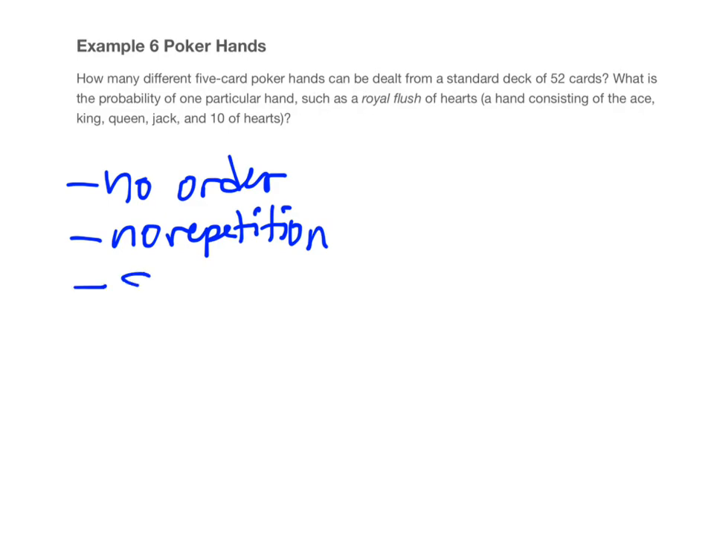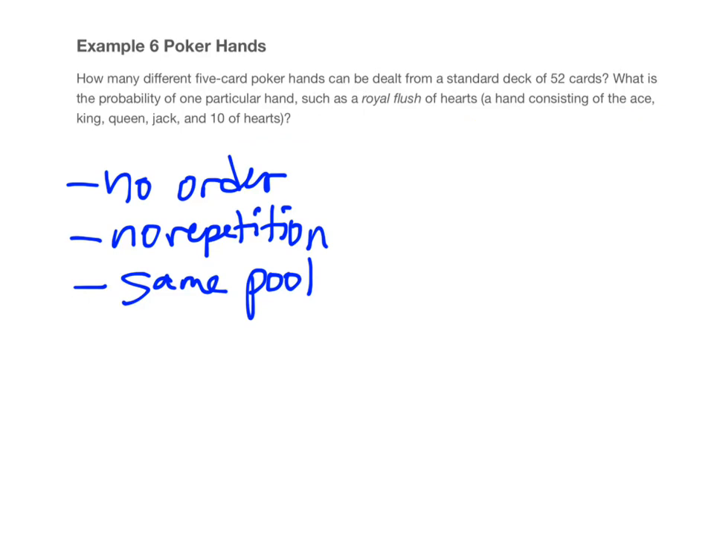And then are we picking from the same pool of things? Well, yes, we are, because we're picking from the same deck of cards. Now, this is an interesting example because it's the first one that asks us about probability and not just the number of options. So what's the probability of one particular hand? Well, that would be actually any particular hand, for example, the royal flush of hearts.